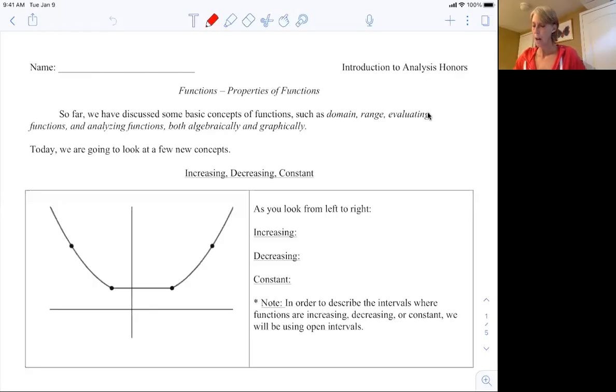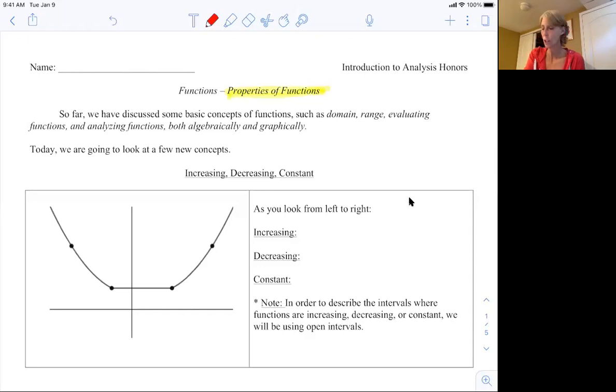Hello, everybody. So far, we have discussed some basic concepts of functions such as domain, range, evaluating functions, and analyzing functions both graphically and algebraically. Today, we're going to look at a few new concepts. So today, we're going to be talking about properties of functions. We're going to be dealing with some properties that we're going to use this year and next year.